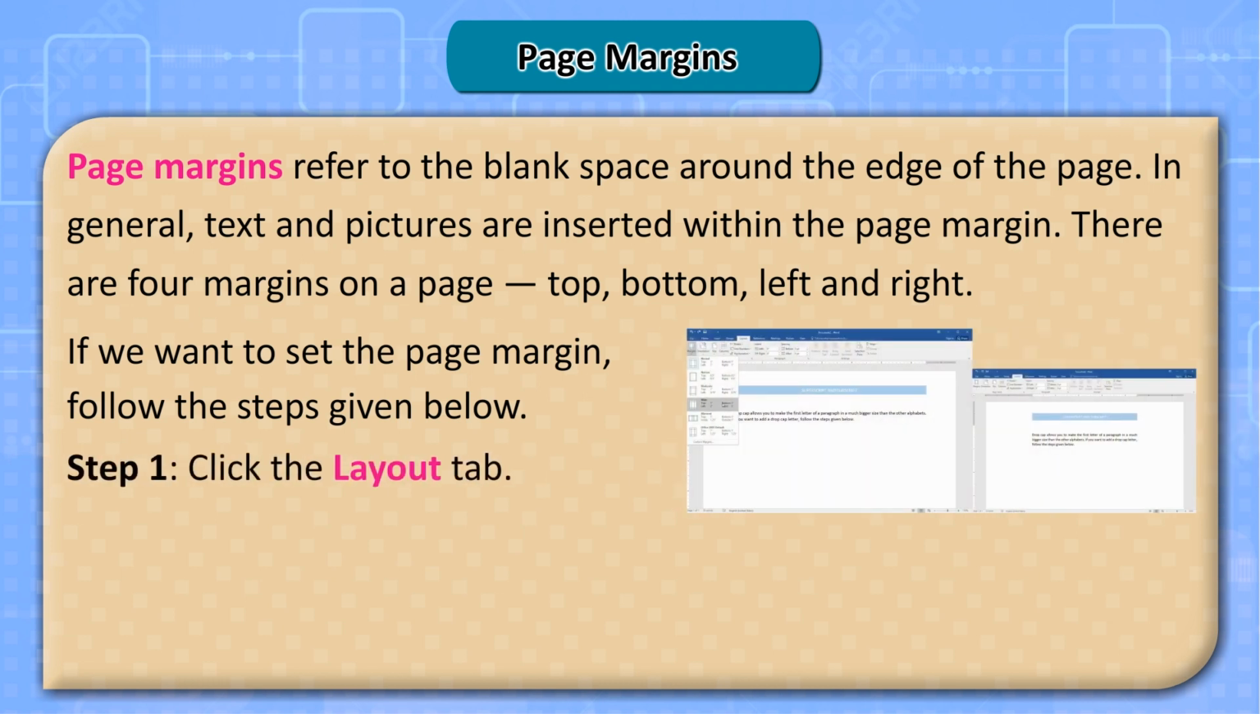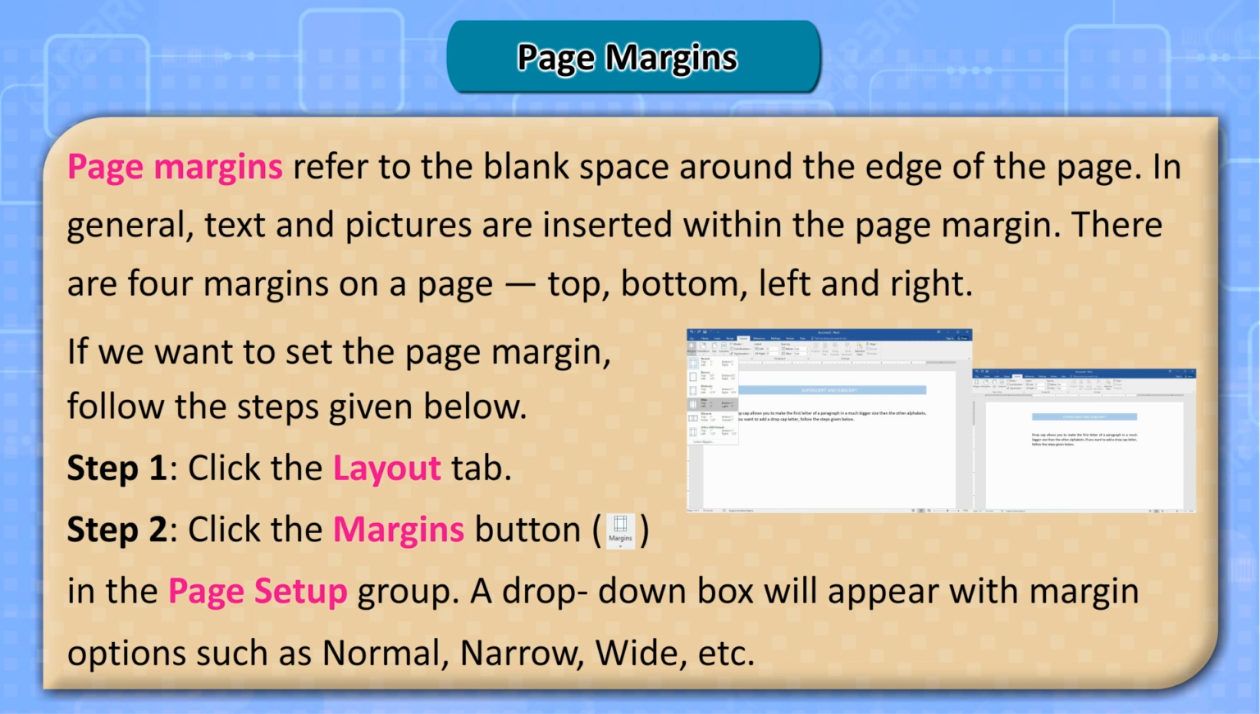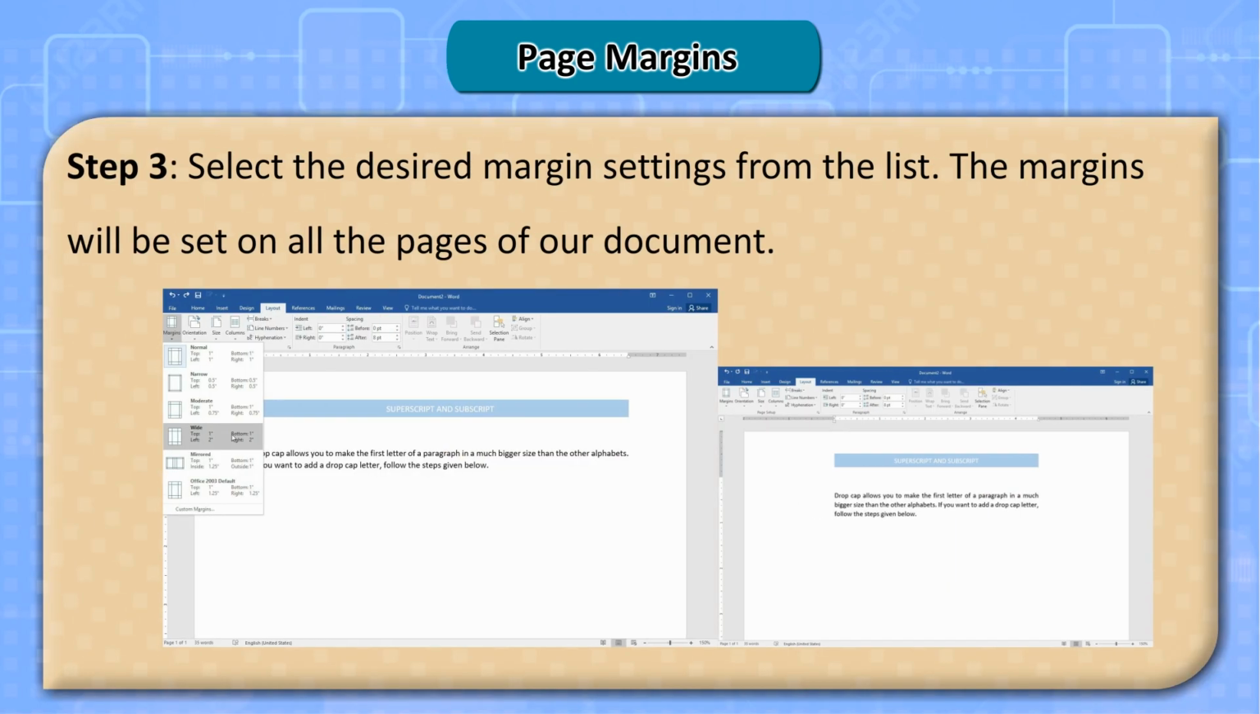Step 1. Click the Layout tab. Step 2. Click the Margins button in the Page Setup group. A drop-down box will appear, with margin options such as normal, narrow, wide, etc. Step 3. Select the desired margin settings from the list. The margins will be set on all the pages of our document.